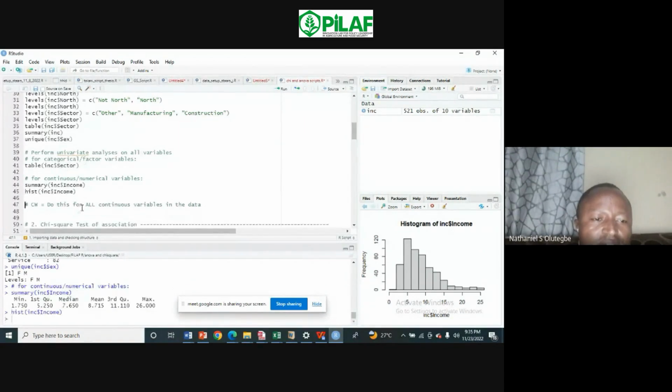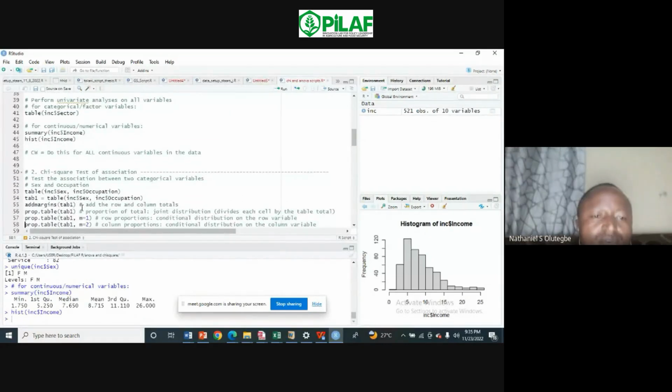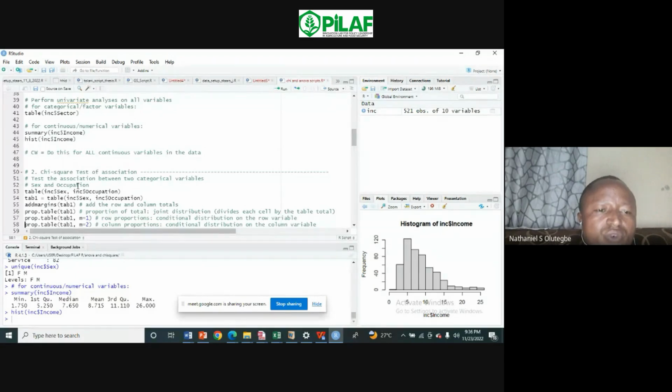I think all of this we've done before. So let's go to chi-square test of association, or chi-square test of independence. What chi-square does is to test the association between two categorical variables. For example, in the data set we are using, we can look at whether there's a significant relationship between sex and occupation. The reason we are looking at these two is because both are at categorical level, and they satisfy the condition for making use of chi-square.